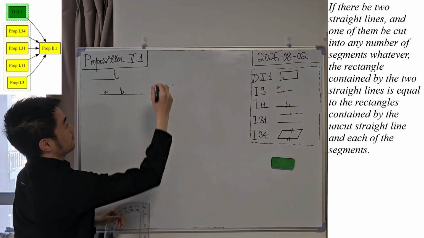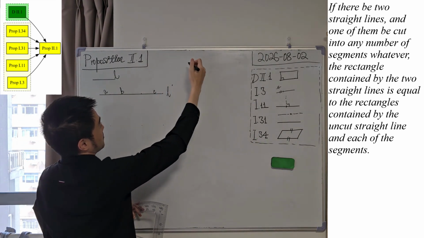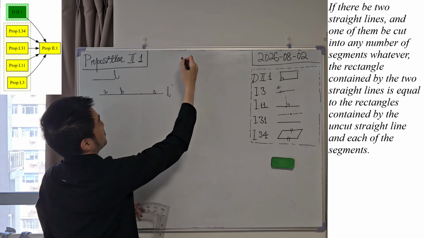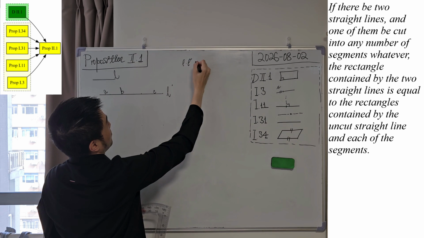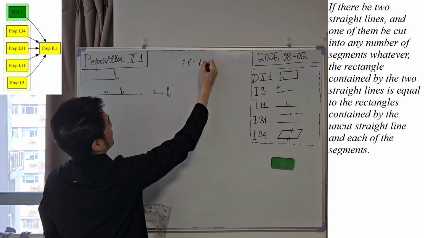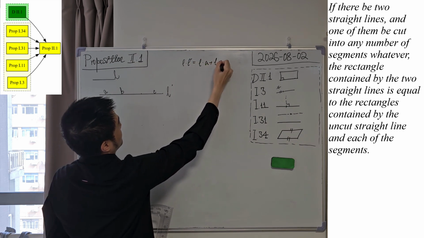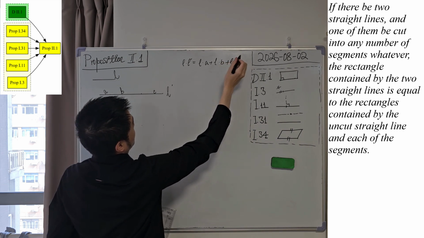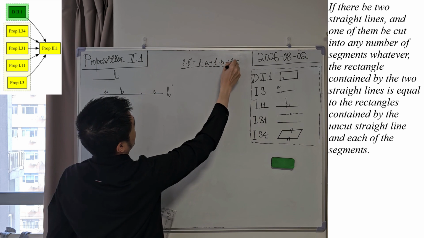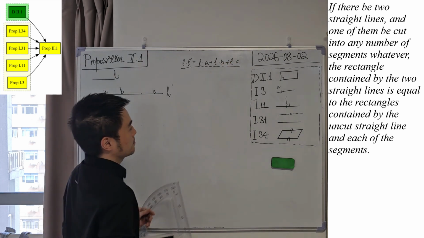First of all, if we write down the expression of this proposition, it will be L times L prime equal to L times A plus L times B plus L times C. So this is the proposition we are going to prove.